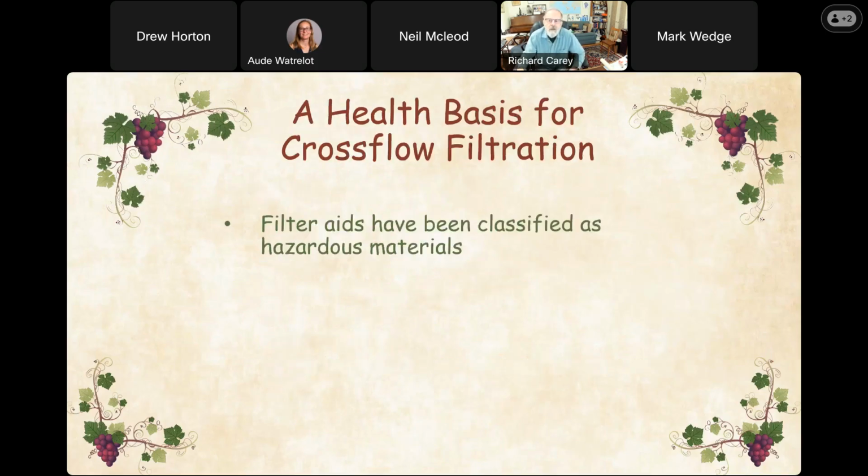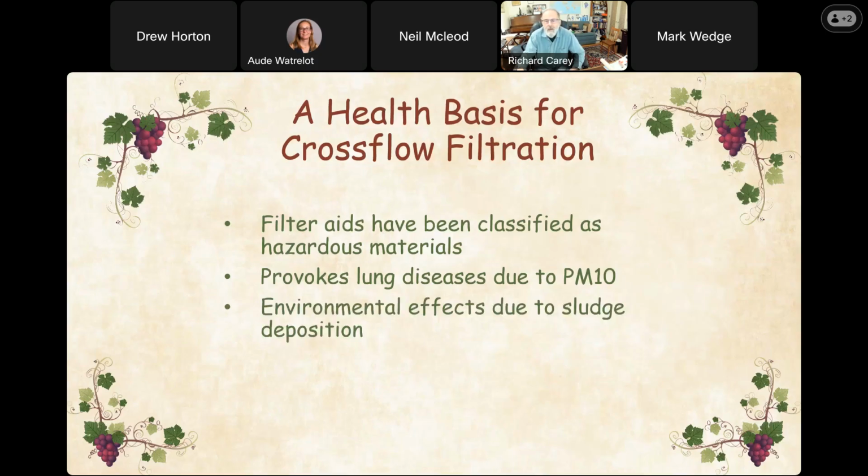Filter aids have been classified as hazardous materials. Many of the stable depth filtration materials do have some hazardous materials such as diatomaceous earth, and these particles can cause breathing problems due to PM10, meaning minor small particles that get into your lung, and it's been known to cause what's called white lung disease when that happens.